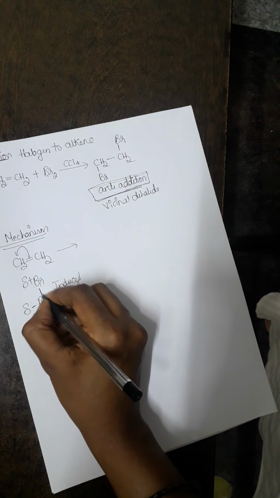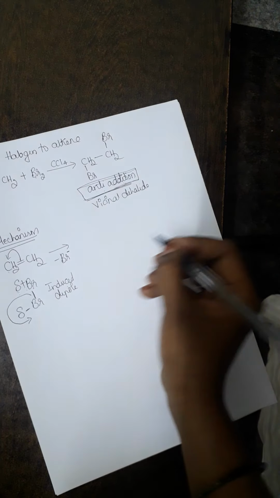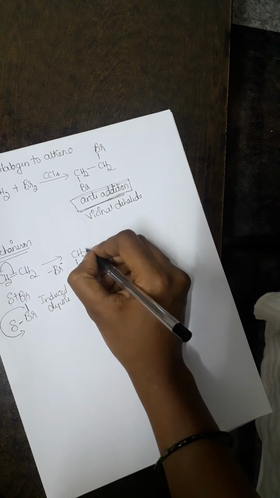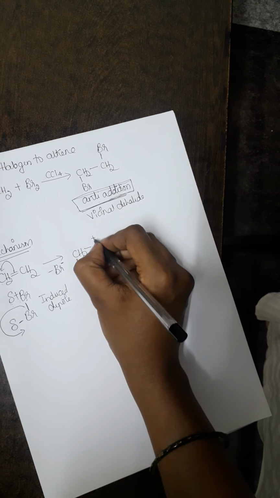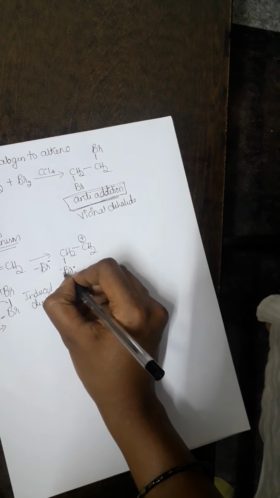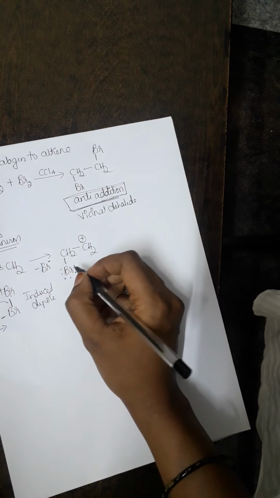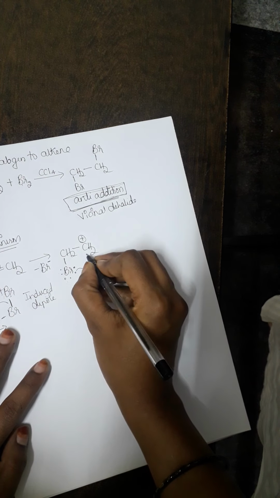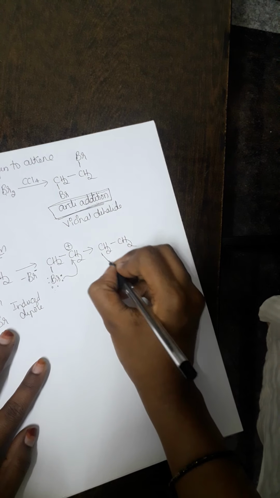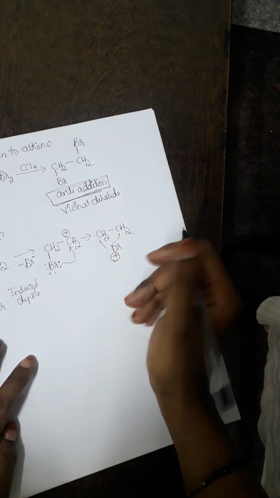Now what will happen here? This shared pair of electrons along with a bromine will leave in the form of a bromide ion, so that you end up with CH2Br bond CH2 with a positive charge. Bromine has 7 valence electrons. Out of 7, 1 is involved in the bonding, and there are 3 lone pairs of electrons. So one of the lone pairs can attack this carbon and form a bromonium ion, also called a cyclic halonium ion.